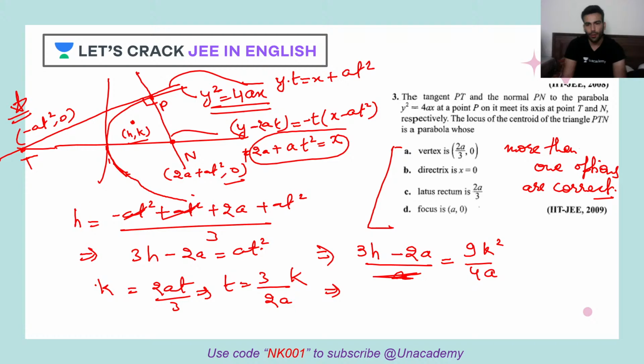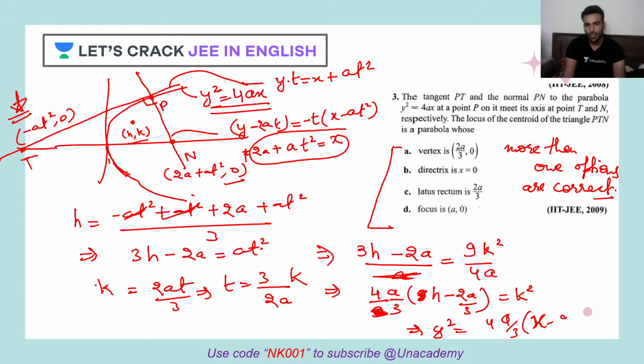So my answer here would be 4a by 9 into 3h. I can take 3 common, so it will become h minus 2a by 3, and when taking 3 common this will become 3, and this is equal to k square. I can replace this, so y square will be 4 times a by 3 into x minus 2a by 3. So this is my parabola.